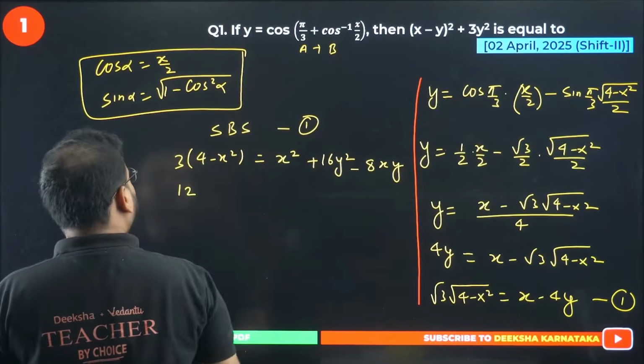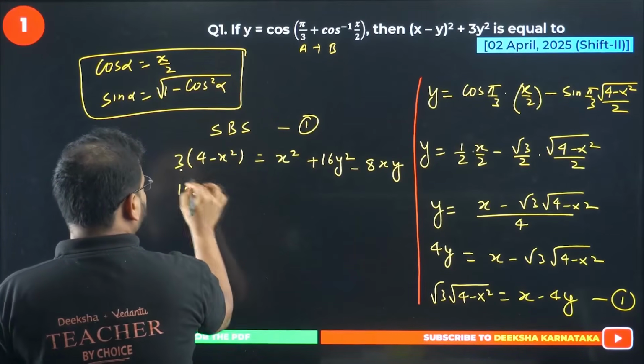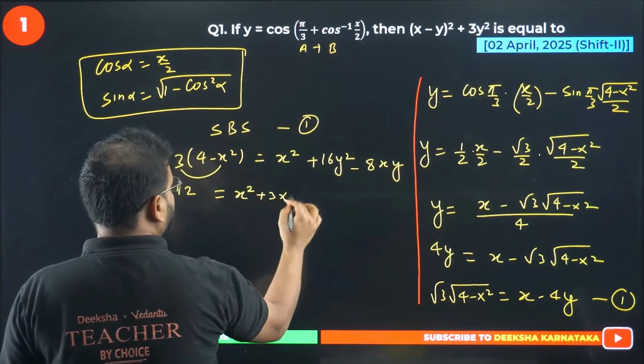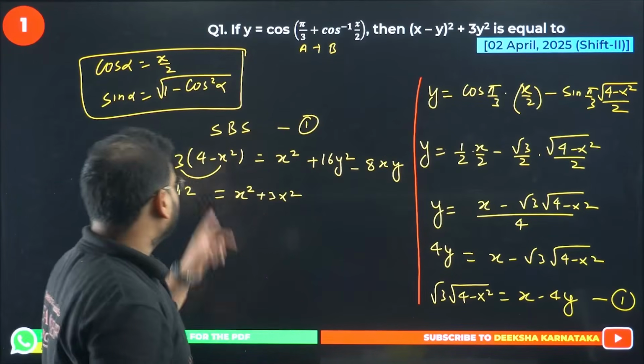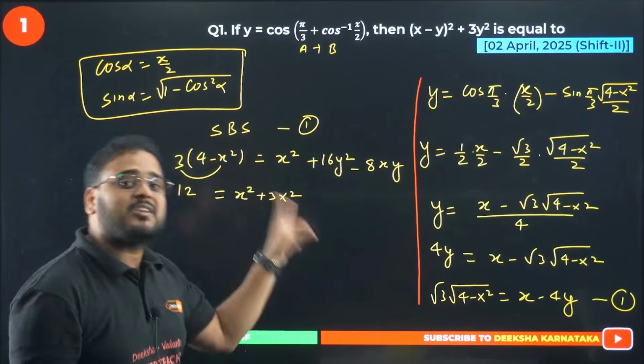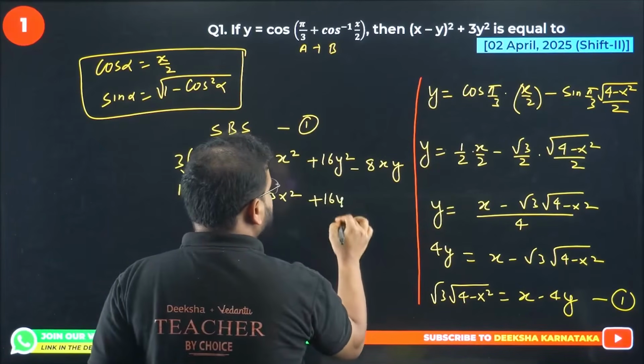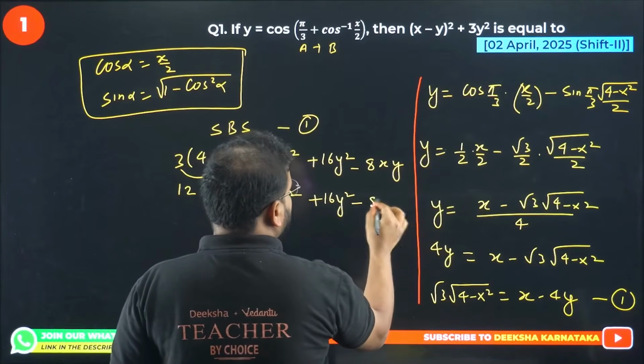3 into 4 is 12. And I get here minus 3x square. Move on that side, I get x square plus 3x square. I'll explain one more time. Minus 3x square moves on this side, becomes plus 3x square. Okay, great. I have here 16y square minus 8xy.